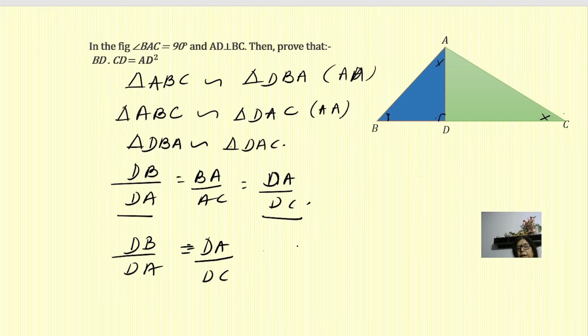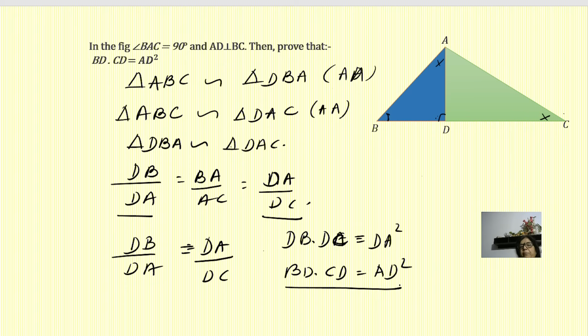So cross multiplying, we get here DB into DC is equal to DA square. Or we can write it as BD into CD is equal to AD square. So this is what was supposed to be proved.